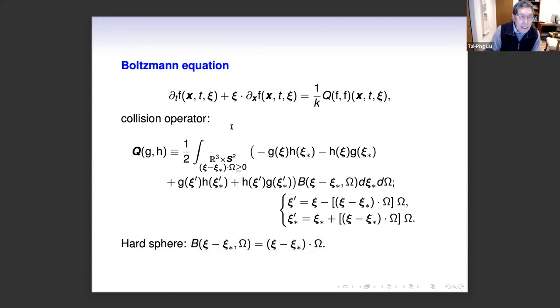Now let me at least say a few words about the Boltzmann equation. This is the transport part, and it says how the amount of gas changes as one follows the particle trajectory. It changes because of collision. And then there's a K here, which is the mean free path.